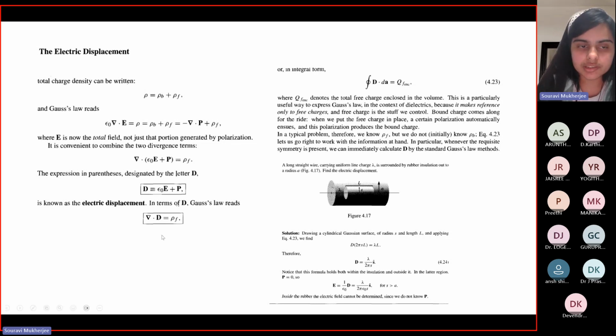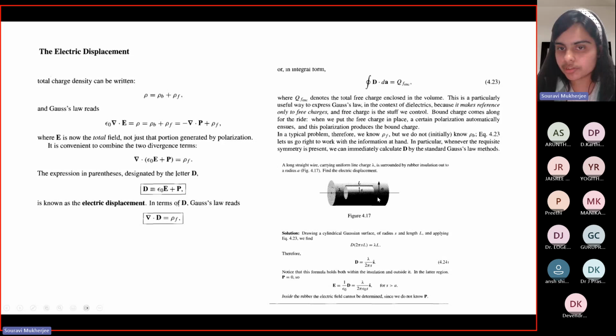So this is the same Gauss's law, but now in terms of the electric displacement. And if you want to write it in integral form, you again have this surface integral. Here you do not have that epsilon term, as you can see, because the epsilon is taken care of here, and you do not have the bound charges because that is taken care of in P, the polarization. So this is how Gauss's law looks in terms of the electric displacement.